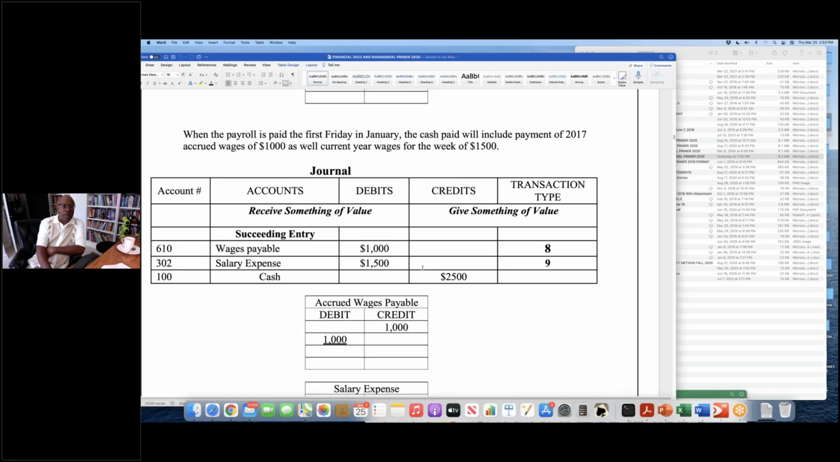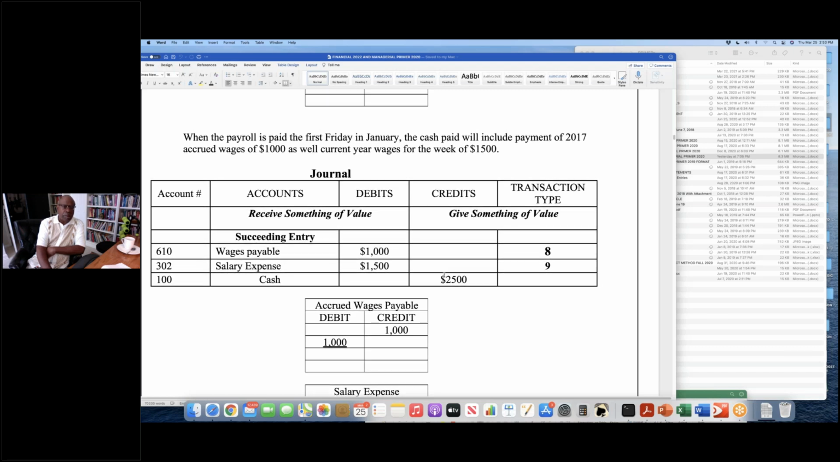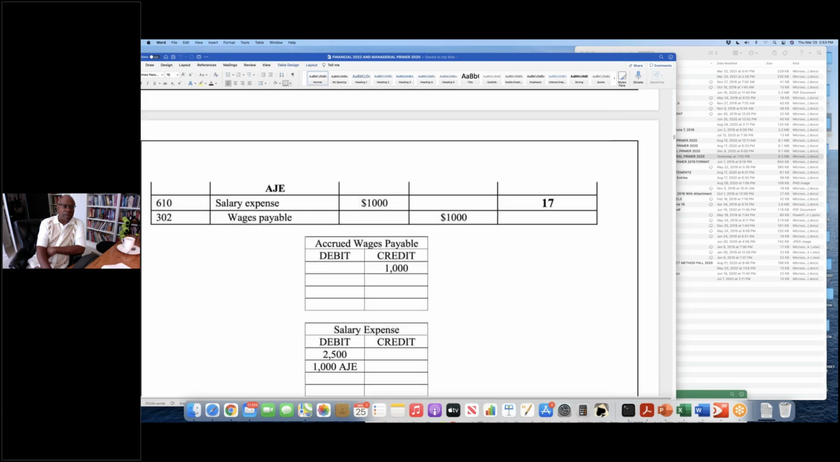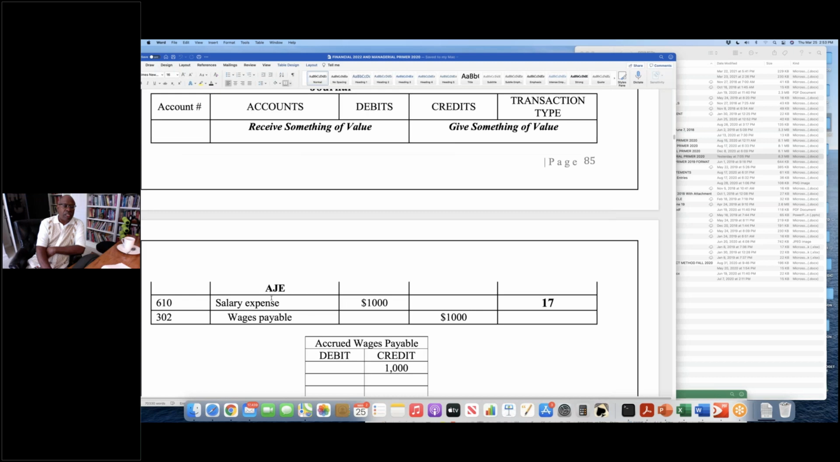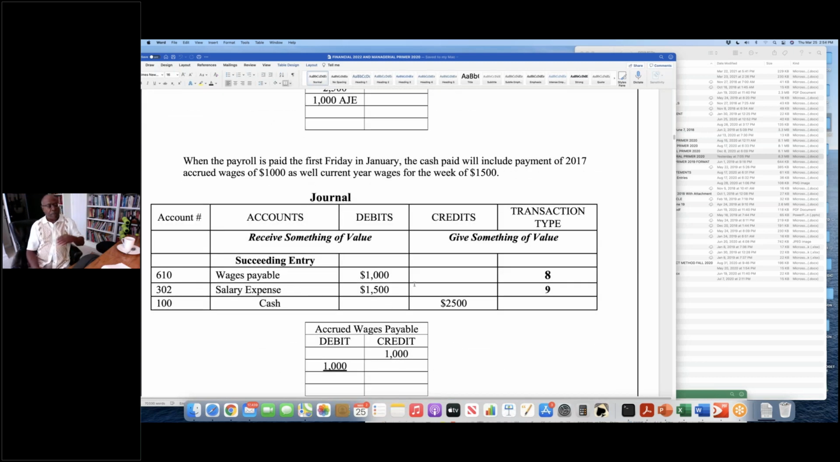Then when we make the payment the next year, we're going to debit wages payable, debit salary expense, and credit cash. We are not going to have cash in the AJE, but in a subsequent entry, we'll have cash. Okay? Okay. All right.